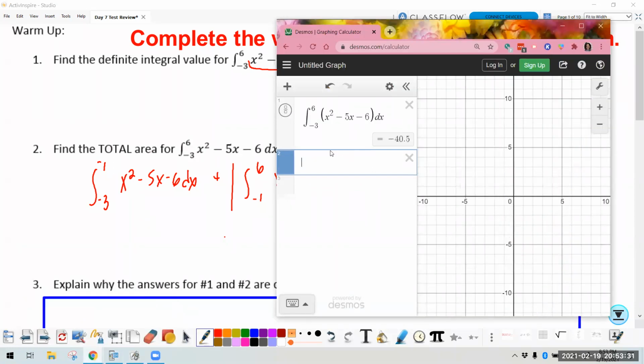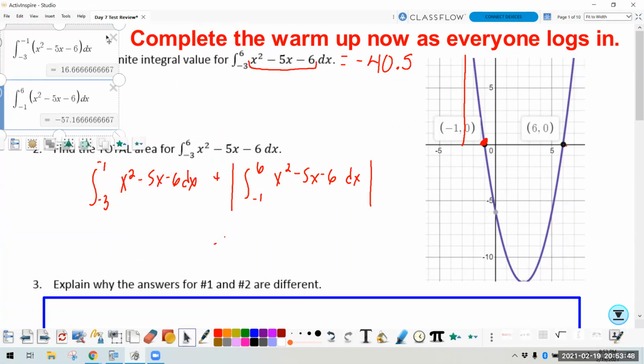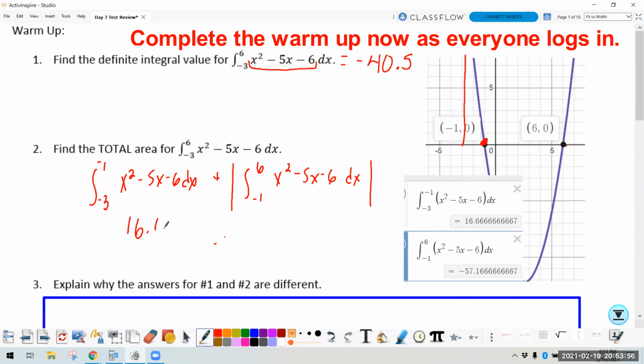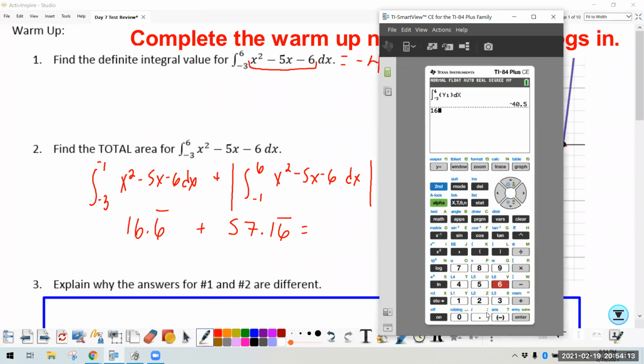So what I can do is copy this, which is nice, and I'm going to change this to be negative 3 to negative 1, and then negative 1 to 6. We get 16.6 repeating plus positive 57.16 repeating, because the absolute value of that negative is now positive. So let's add them together. And there's our 73.76.